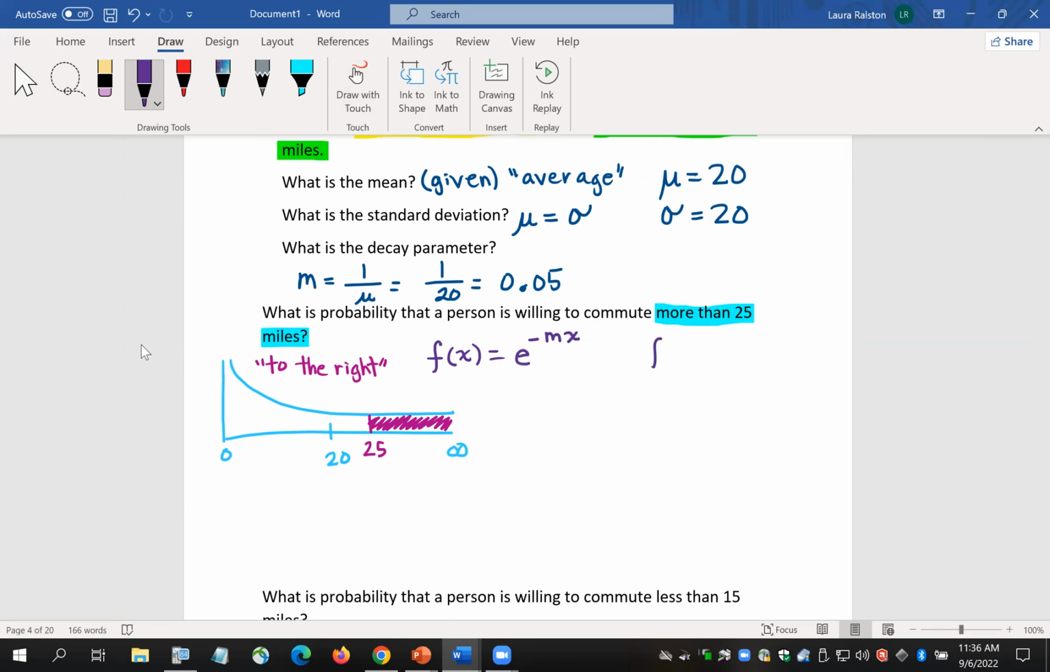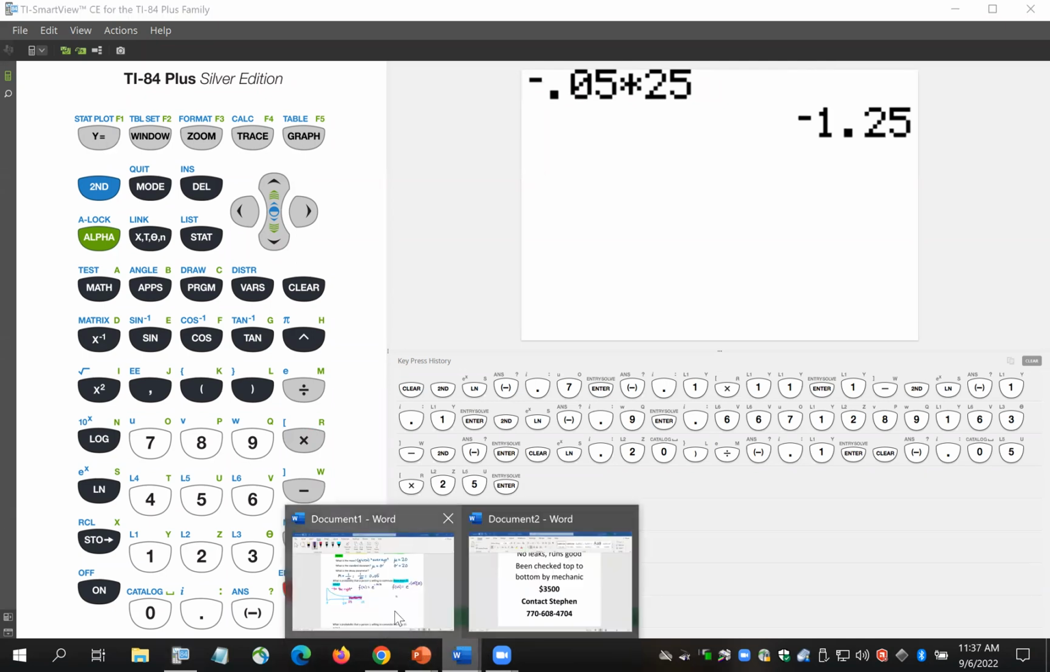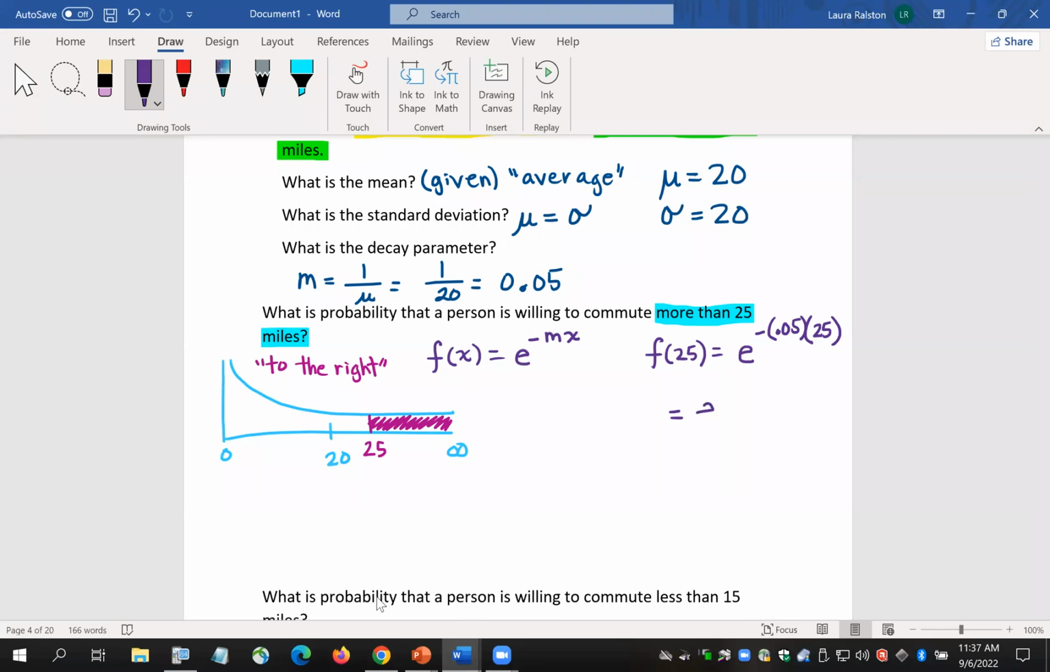And so then I'm going to do the substitution. I'm figuring for a value of 25. So I have e to the negative 500ths, that was our decay parameter, times 25, which is the value given in the problem. I can't do that calculation that quickly in my head. So negative 0.05 times 25 is negative 1.25. So this becomes e to the negative 1.25. And then I'm going to use my calculator.